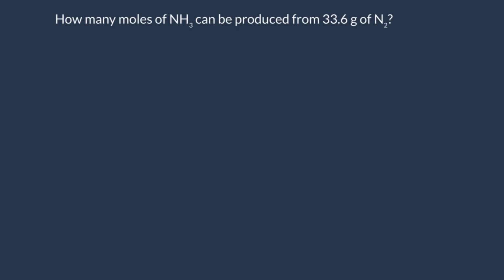Next question is, how many moles of NH3 can be produced from 33.6 gram of N2? So what we have to do, the first thing is the balanced equation. N2 plus 3H2 gives rise to 2NH3. This is a balanced equation.